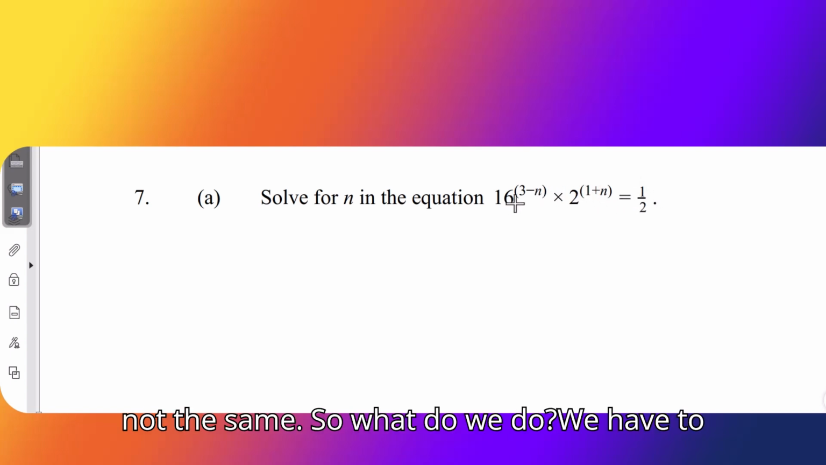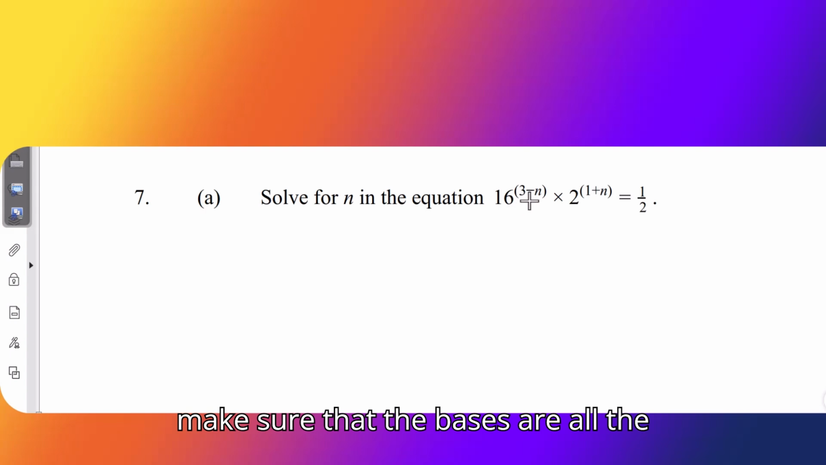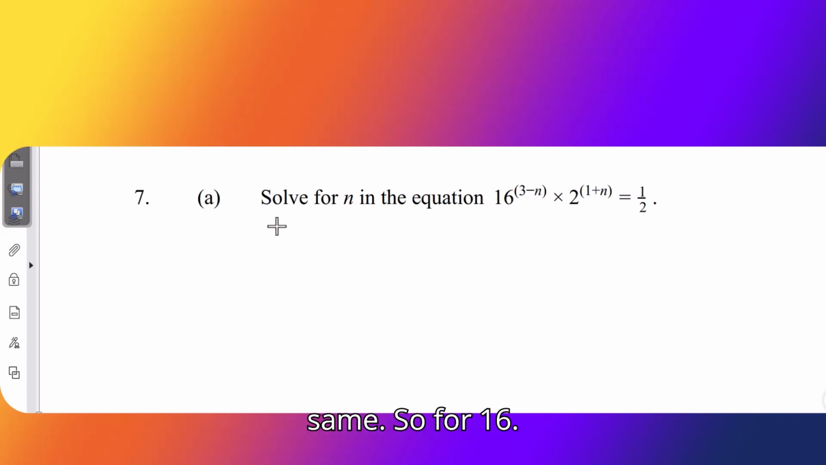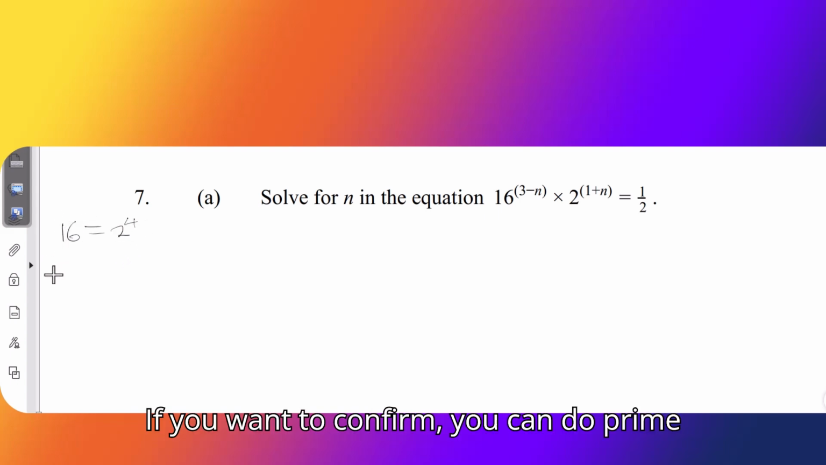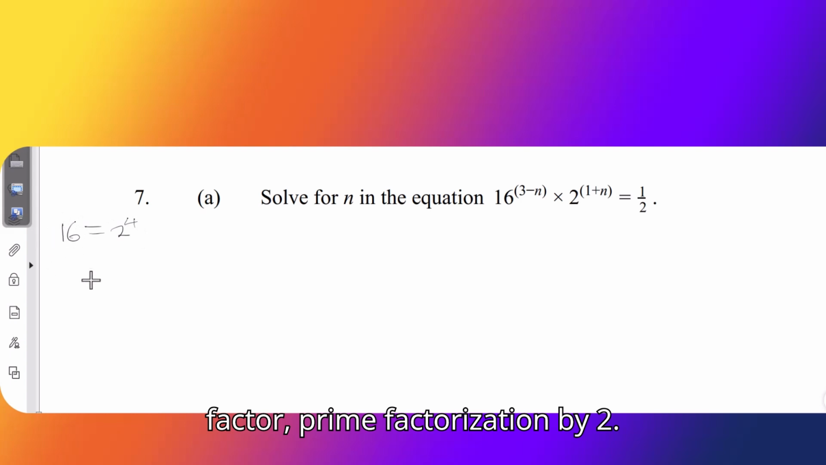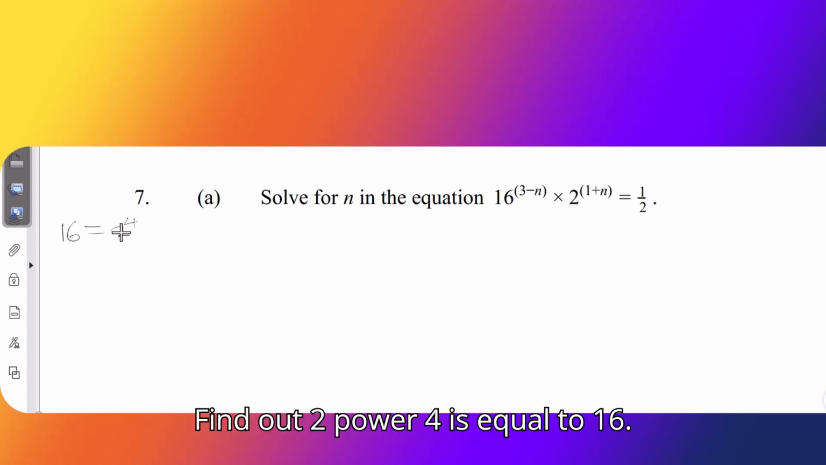So what do we do? We have to make sure that the bases are all the same. So for 16, we know that 16 is equal to 2 power 4. If you want to confirm, you can do prime factorization by 2. You find out 2 power 4 is equal to 16.